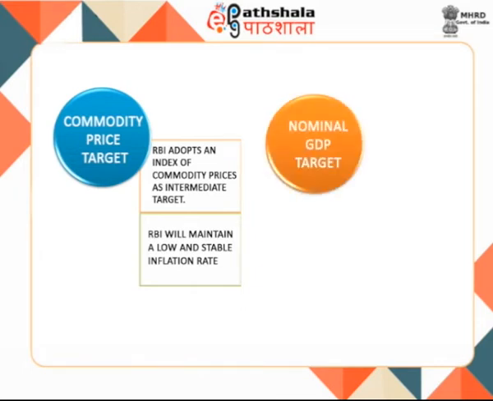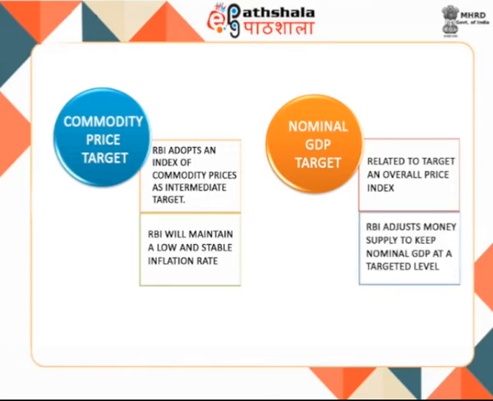A nominal GDP target. Another proposal is to target nominal GDP, a strategy sometimes called nominal income targeting. In some ways, this proposal is related to that of targeting an overall price index. The basic idea is for the RBI to adjust the money supply to keep nominal GDP at the targeted level. If the velocity is constant, the RBI can do this as long as it can control the money supply.